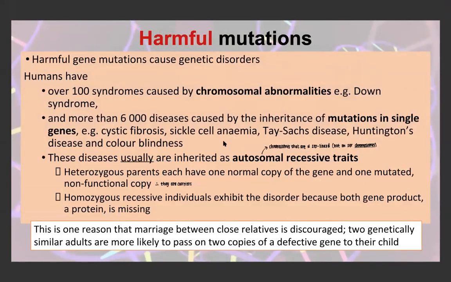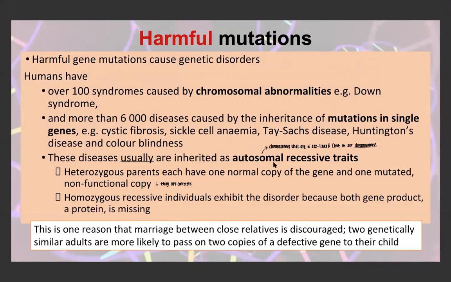Harmful mutations are the more common ones that we see in animals and in humans, and they cause genetic disorders. Humans have over 100 syndromes caused by chromosomal abnormalities, such as Down syndrome, and more than 6,000 diseases caused by the inheritance of mutations in single genes. So these would be point mutations. Things like cystic fibrosis, sickle cell anemia, Tay-Sachs disease, Huntington's disease, and color blindness. These diseases are usually inherited as autosomal recessive traits.